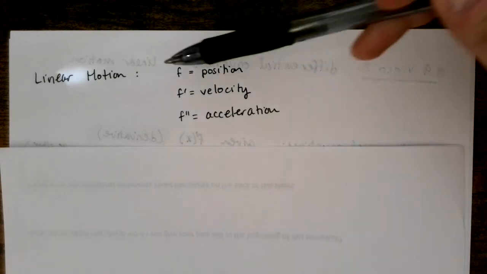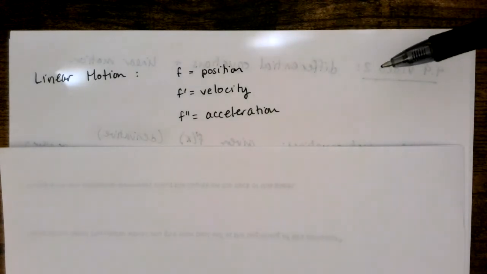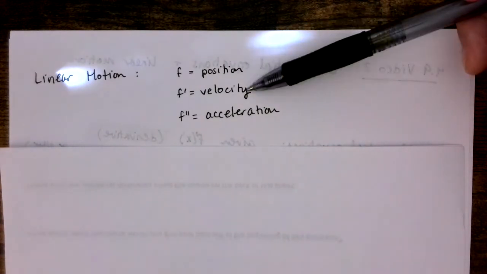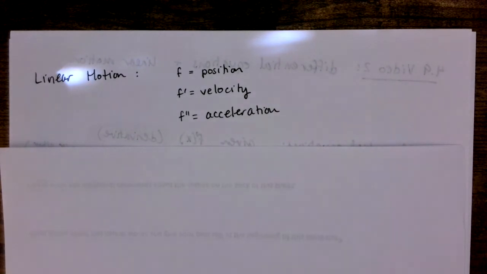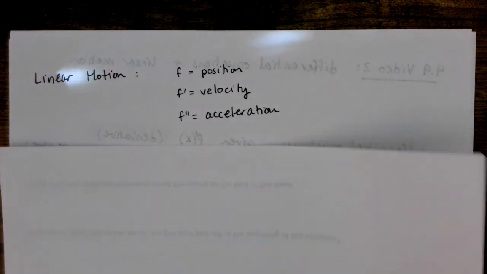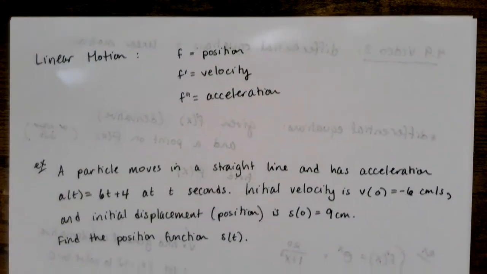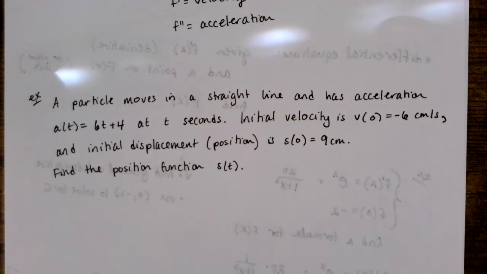So for motion, when we say linear motion, it's just kind of the scenario where the particle is moving along a line. But it's really just our position application. So if f is position, its derivative is velocity, and the second derivative is acceleration. So let's take a peek at what a problem like this would look like. It looks a lot different for sure than the last two, but it's the same idea and the same methods.